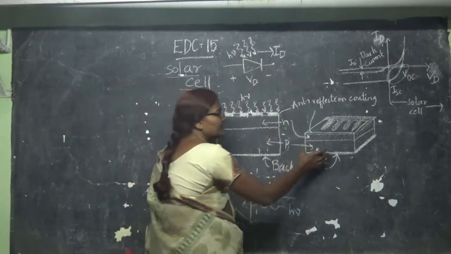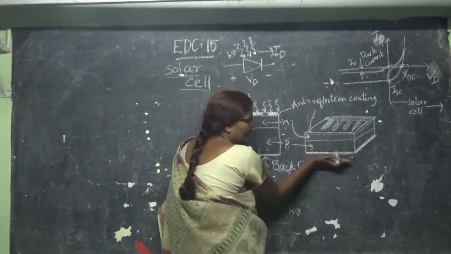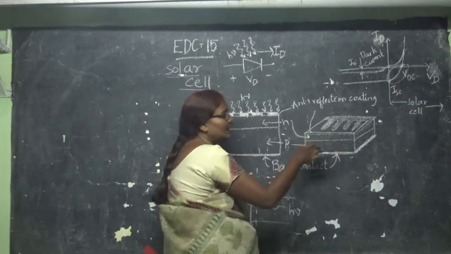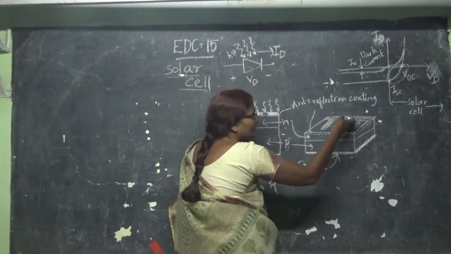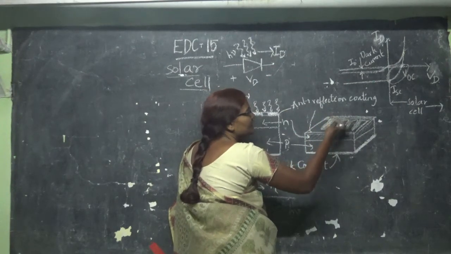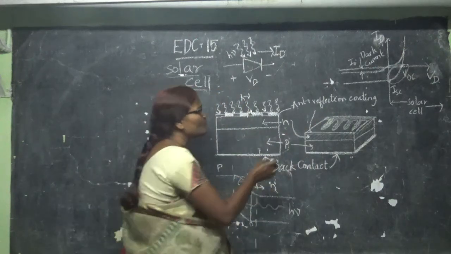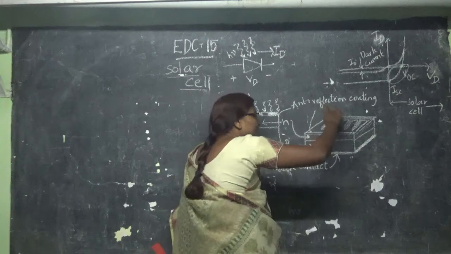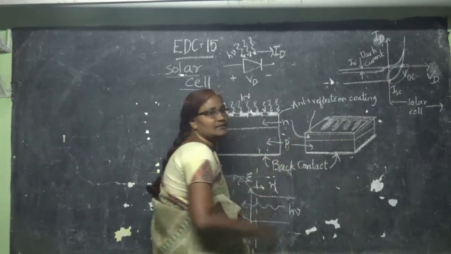And this is the design. Here the metal contacts are at the back of the device and also on the top of the device. And on the top, this metallic layer is slotted. That means it is broken. Why it is broken: through these regions only the light can enter into the device.